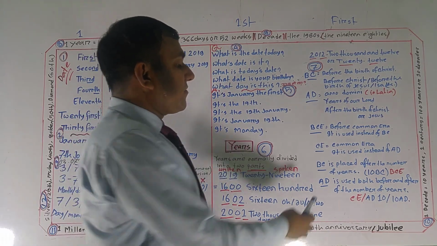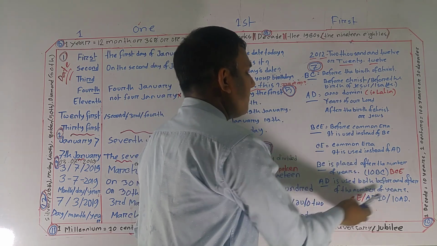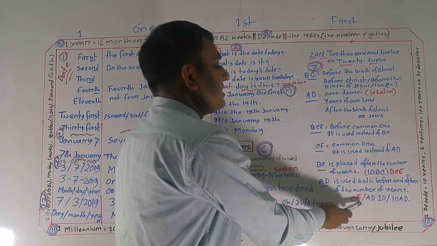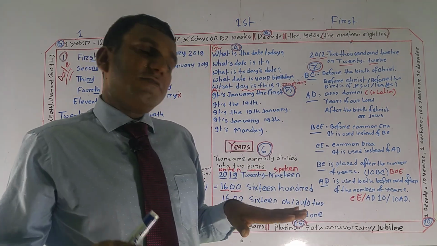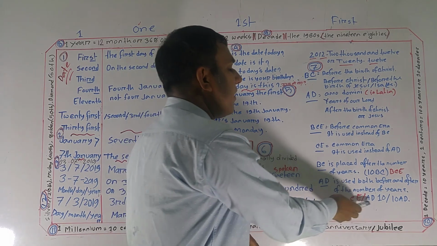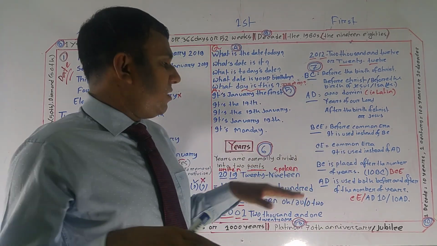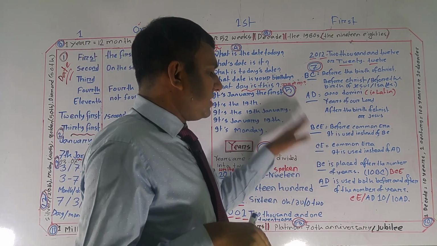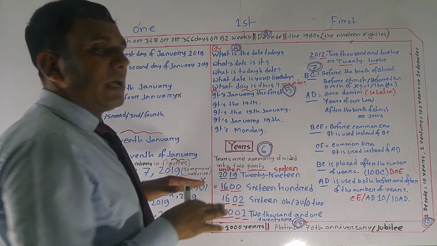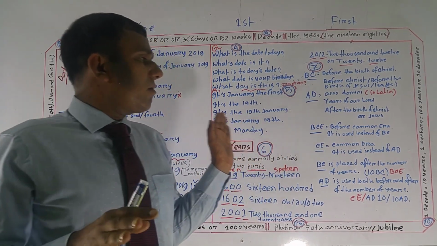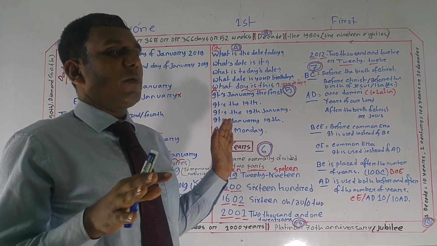And AD is used both before and after the number of years, like CE, AD 10 or 10 AD. Before and after, anywhere you can use CE or AD, but BCE you must use after the years. So in this way we have completed these types of formation, and you can learn all the formations of writing years in different ways.